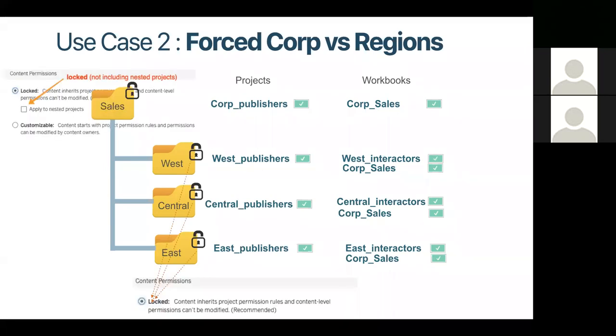All right, how do you do that? The screenshot shows you how this can be done at the Sales top level project and also at the child project. At each child project, you just say locked. You may want to select apply to nested or not, depending on if you have further lower level projects.